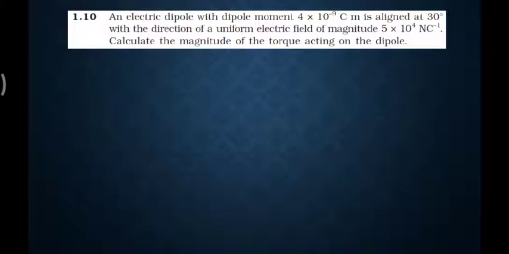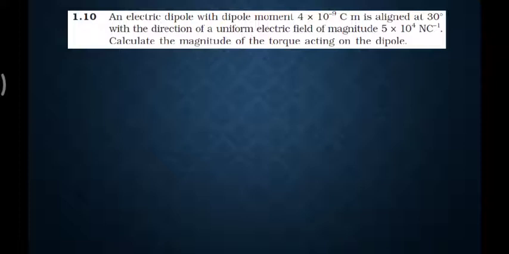Let's go for 1.10. An electric dipole with this dipole moment is given. Okay, I am going in a very express way. You can pause, write, understand, and go for the next example, but I have to complete it within some time limit. So one dipole moment is given, which is aligned at 30 degrees with the direction of a uniform electric field.